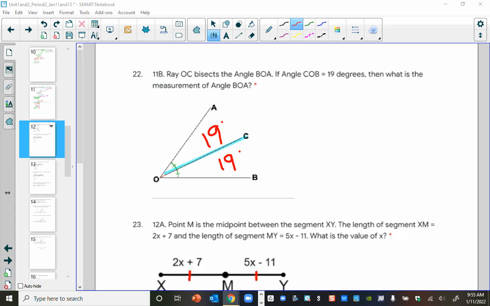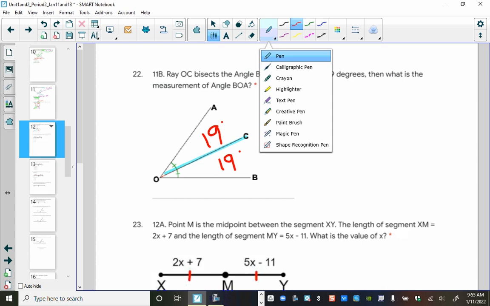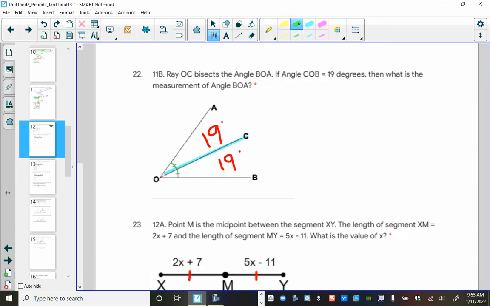So BOA, is that one part of the angle or is that the entire angle? BOA. So if we start at B, where do we go next? If we're starting at B, what letter? Well, BOA. We start at B. What's the next letter? Gotta follow the order. O. And then A. So that's the entire angle.